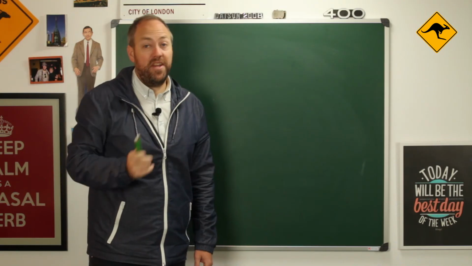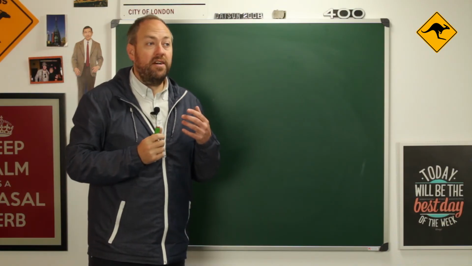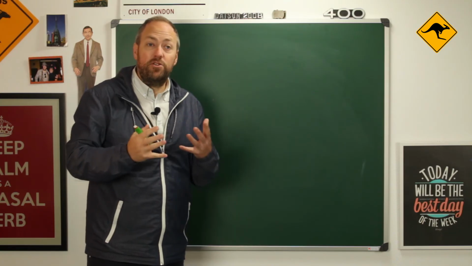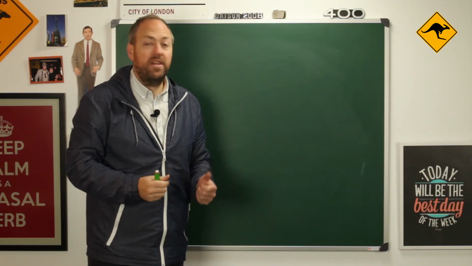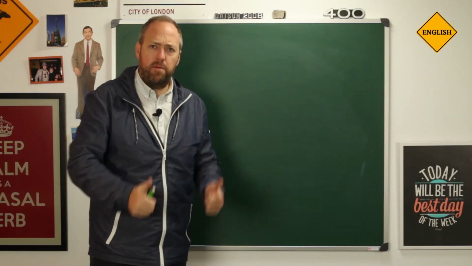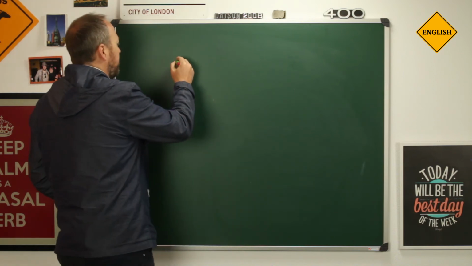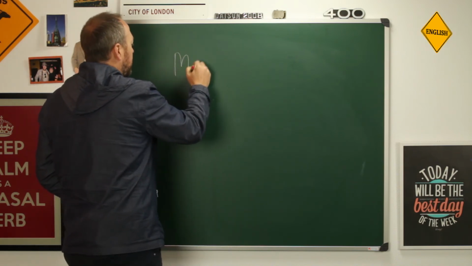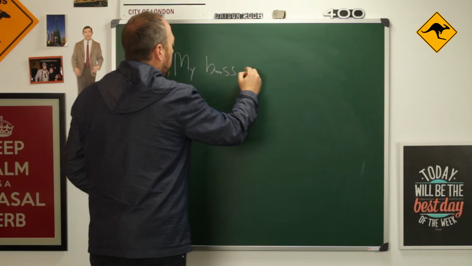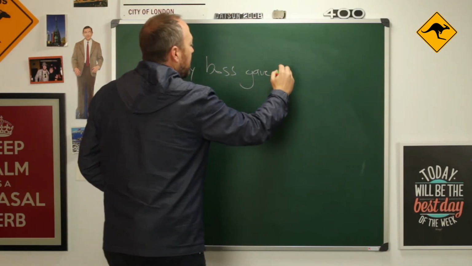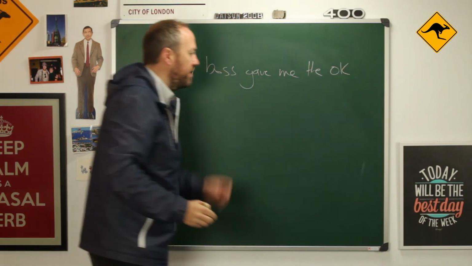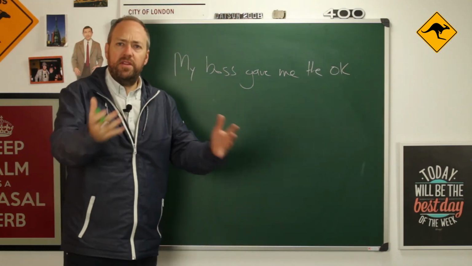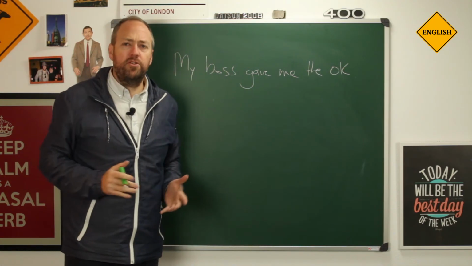Then we have okay as a noun, which means similar to permission from before. So okay as a noun is like, it's good, you have permission, you can go ahead. For example, my boss gave me the okay. My boss gave me the permission to do something.